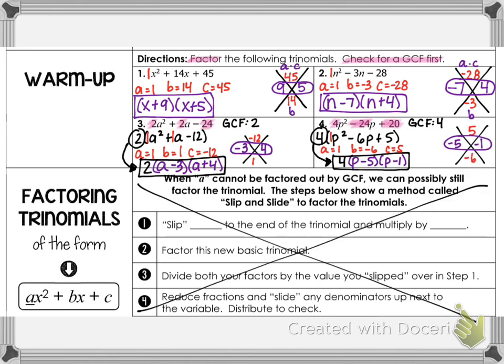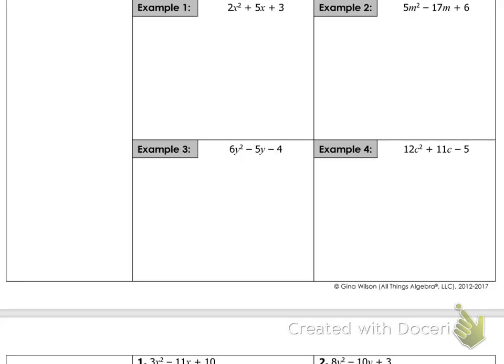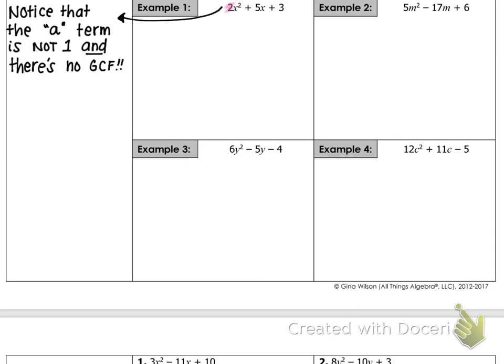Okay, we're going to cross off these directions because I'm going to teach you a little differently. I've actually never taught it like this, so I'm going to just show you with examples, okay? So let's look at the first example. Okay, so notice how it has a 2 in front of it. So notice that the a term, remember how we normally label this A, B, and C?